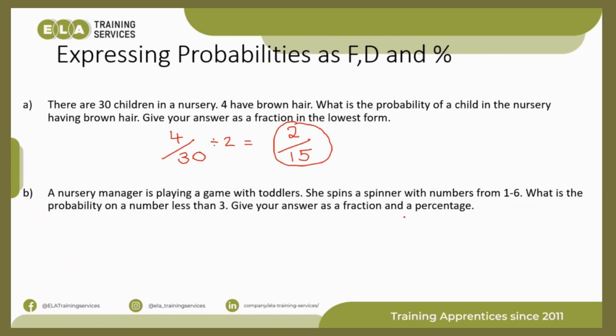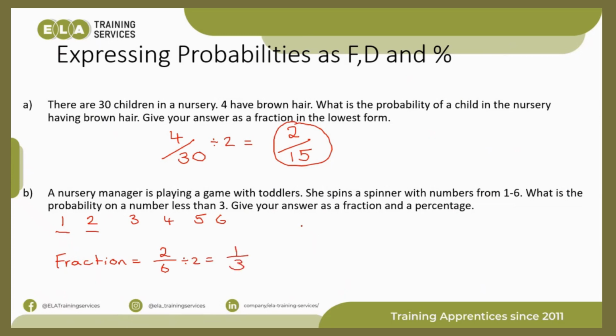Give your answer as a fraction, as a percentage. So now imagine we're counting our numbers from 1 to 6. And how many are less than 3? So not 3, or less than 3, we've got 2. So our fraction is 2/6. And if we simplified and divided by 2, it would be 1/3.